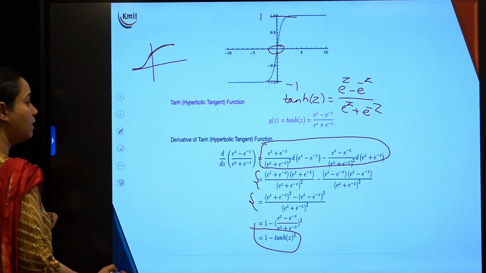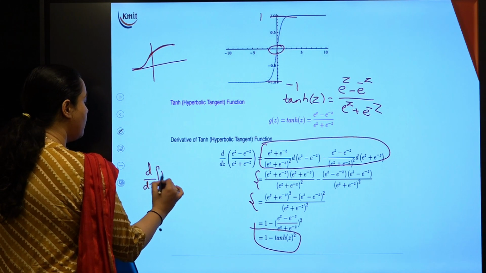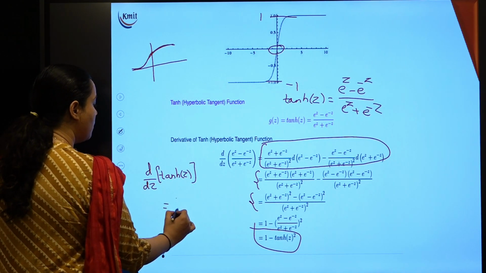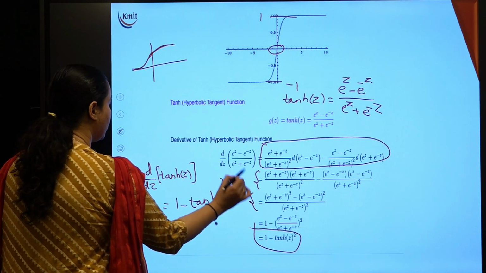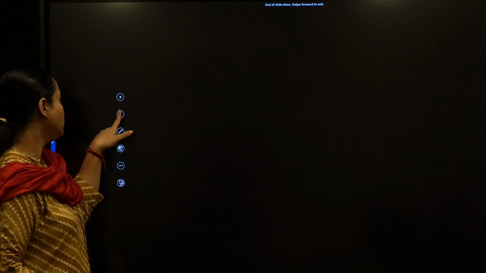So, this is what we want to say, that d by dz of the tan hyperbolic function is going to give you 1 minus tan hyperbolic square. So, this is what we conclude with the derivative of a tan h function.